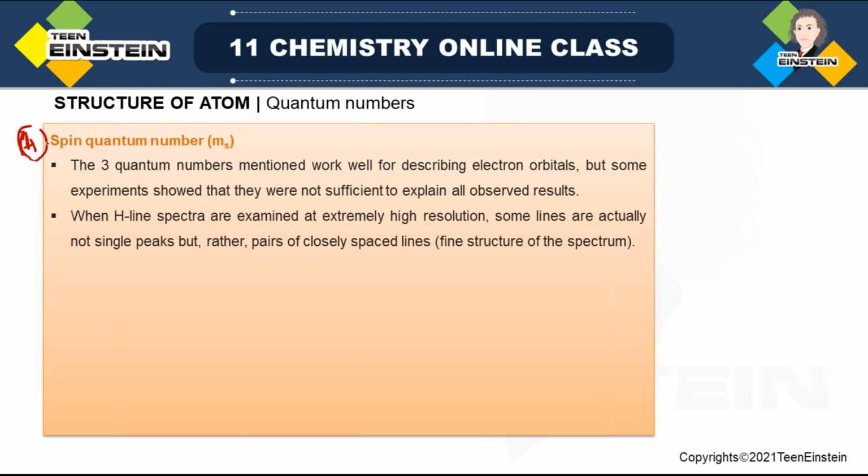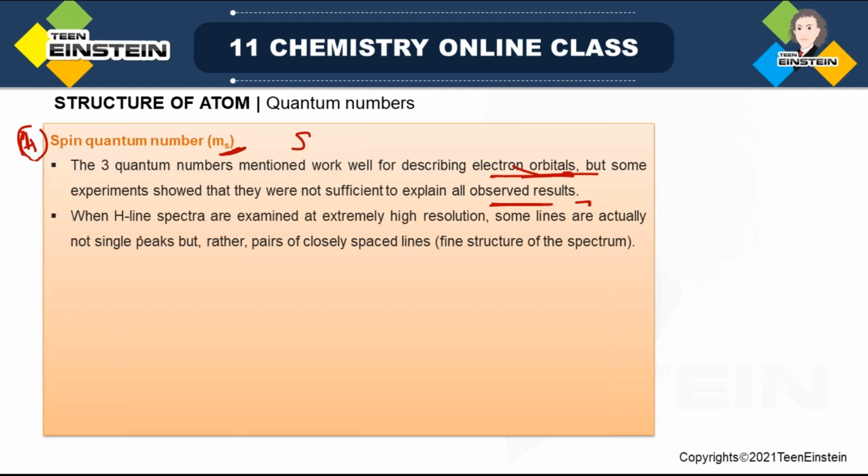The three quantum numbers that we have already mentioned actually work well if you are describing an electron orbital. But there are some experiments from which we can see that these three quantum numbers are not enough to explain some other observed results. So if you want to explain those experiments, these three are not enough. We need some extra quantum number, which is the spin quantum number, and this is denoted by ms or sometimes simply by S.